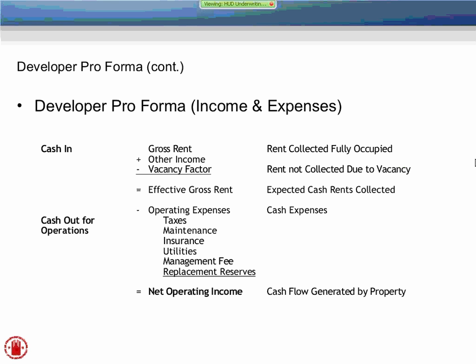So we're not going to get into our non-cash expenses in this particular webinar, but you will talk about that in the classroom courses. So in this developer pro forma, we're only talking about cash expenses, so our taxes, maintenance, insurance, utilities, our management fees, and our replacement reserves. And here we're talking about replacement reserves as a cash expense because it's really money that's put aside similar to a savings account for any non-routine maintenance. So it is going to be a cash expense because it's putting money aside each month. And that's going to lead us to our net operating income, so the cash flow that's actually generated by the property.